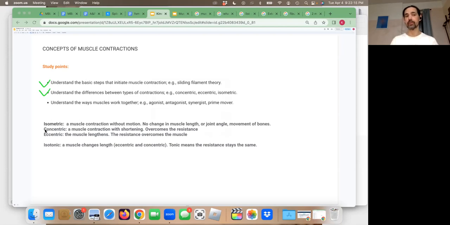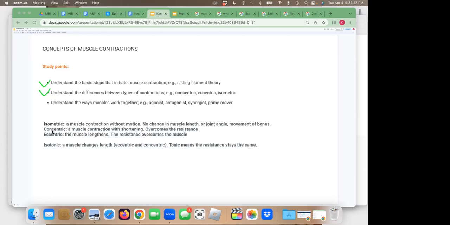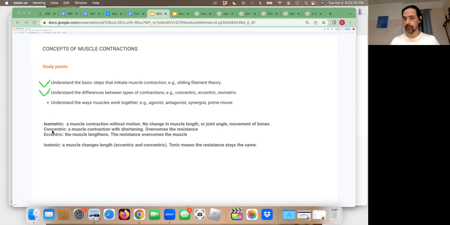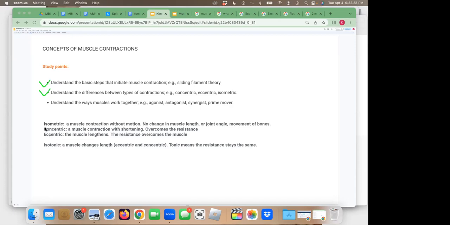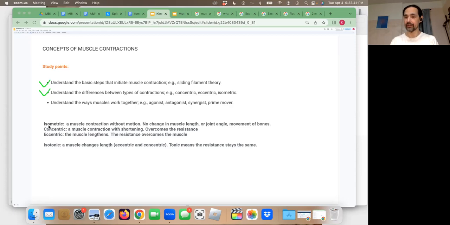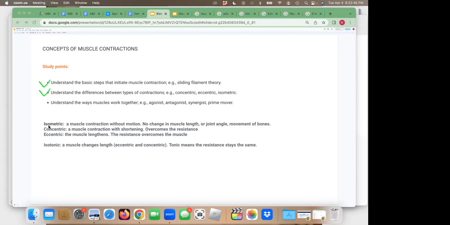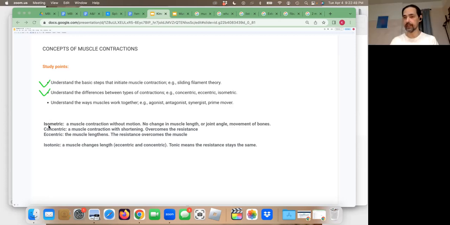Okay, perfect. So con means what? Shortening or lengthening? Concentric, con. Shortening. Very good. And E, like eccentric, E means what? Shortening or lengthening? Lengthening. That's very good. And then iso, what do you think iso means? Shorten, lengthen, or stays the same? Stay the same. That's right. Like isolating, isolated, stays the same. And then metric, the word metric. What do you think of when you hear the word metric?